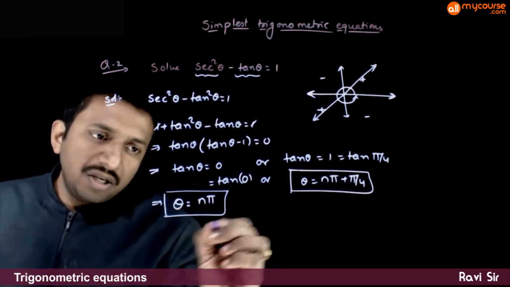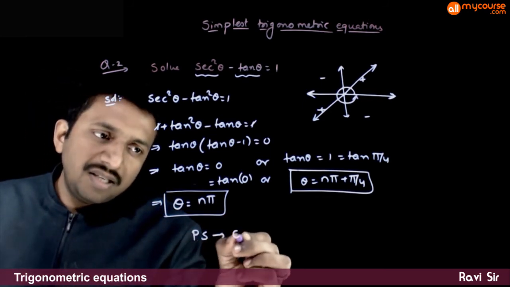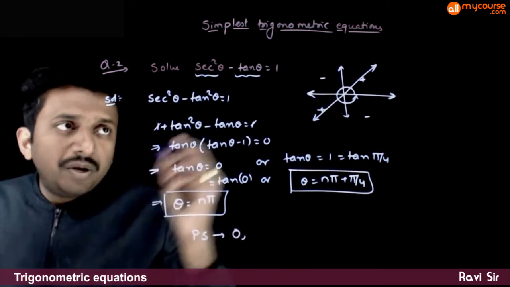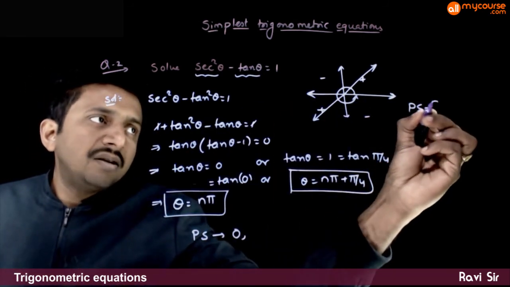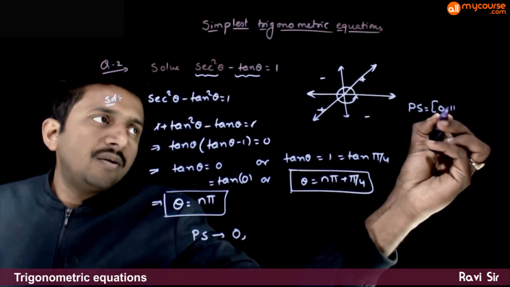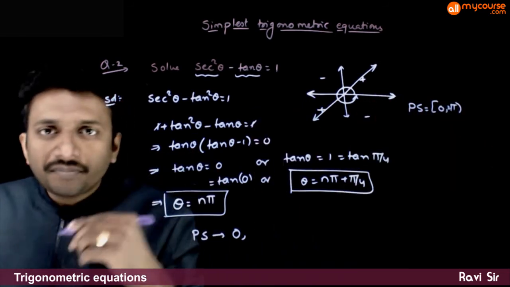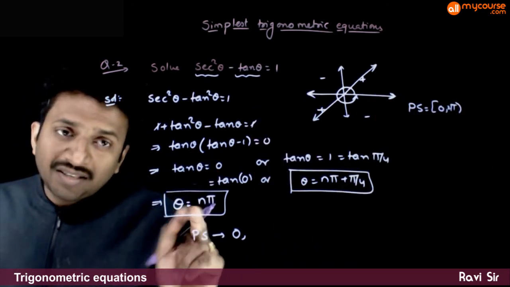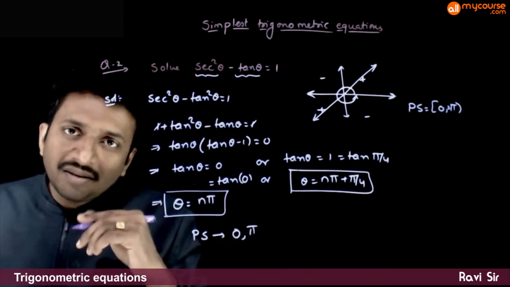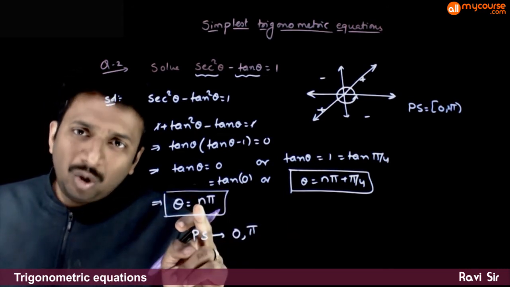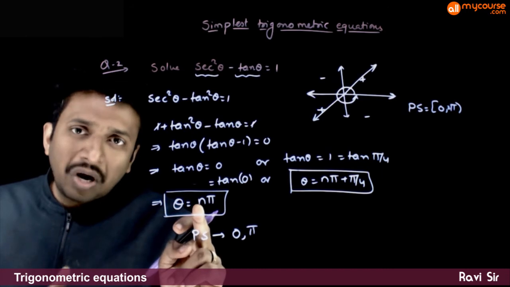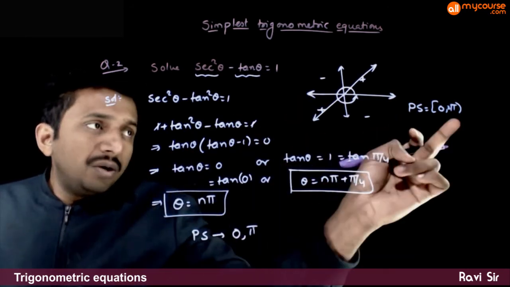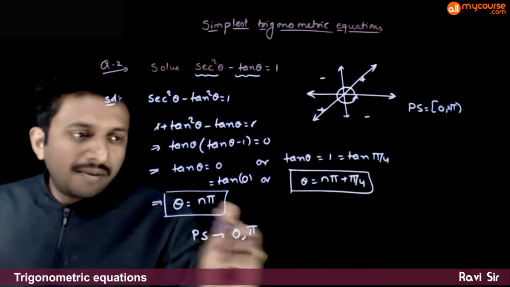If n is equal to 0, you get 0 as one solution, because a principal solution has to lie between closed 0 and open 2 pi. So 0 is one answer. If you put n is equal to 1, pi is an answer. If you put n is equal to 2, 2 pi is an answer, but 2 pi is not a principal solution because you don't include 2 pi in the principal solution.